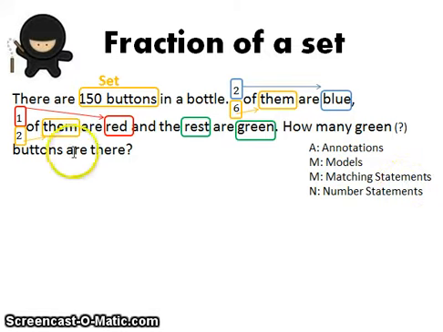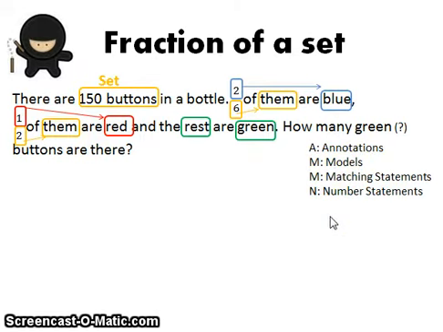So this is the end of our annotations. Okay, we've understood the question, understand what each fraction means, and we are ready to begin to solve the question. Now, before we go on to the next part, the models, are we able to start drawing the models? Let's take a look at both fractions here.